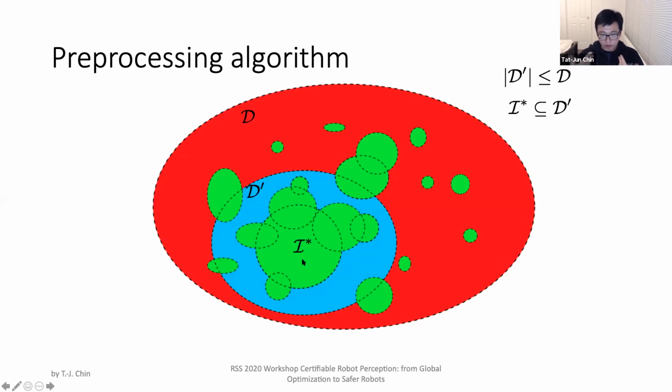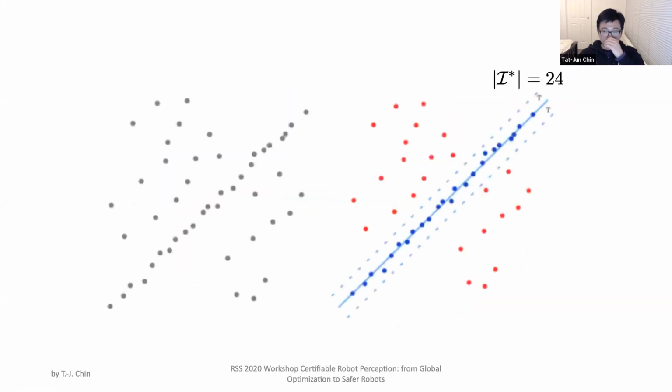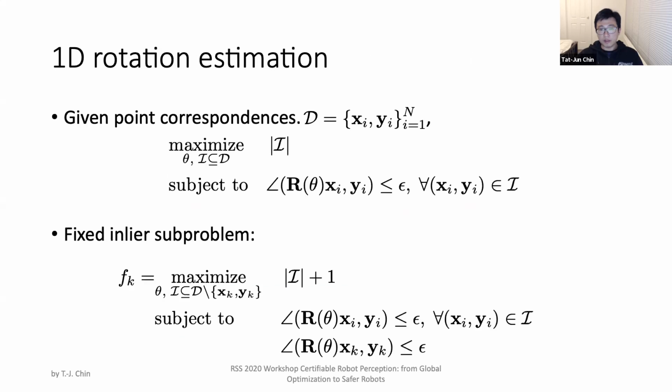But what if we change the problem? Instead of trying to find I star, what if we find D prime, where D prime is a subset of D, but D prime is guaranteed to contain I star? And this is what we call the pre-processing problem. I don't think I have time to go through this. I'm going to show you the outcome of it.